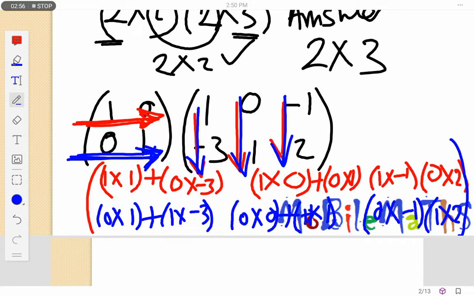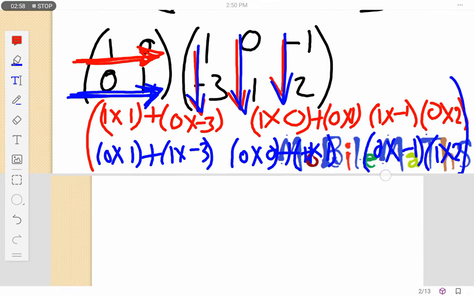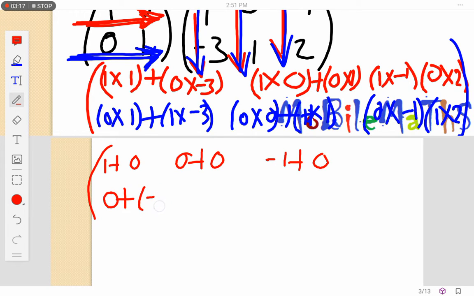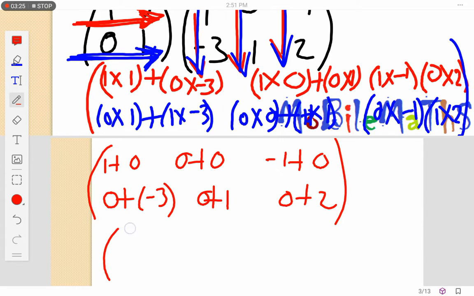Now I'm left with simplifying this. I can do it stage by stage. For the first one, 1 plus 0. The next, 0 plus 0. Then minus 1 plus 0. On the bottom, 0 plus minus 3. Then 0 plus 1 and 0 plus 2. If I simplify that, I get 1, 0, minus 1, minus 3, 1, and 2.